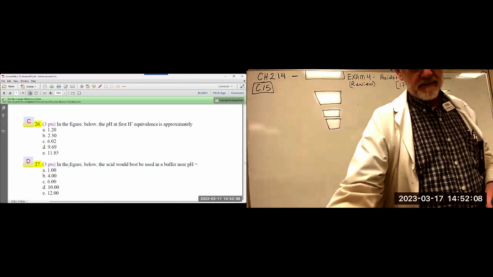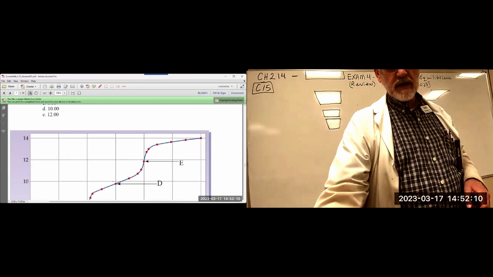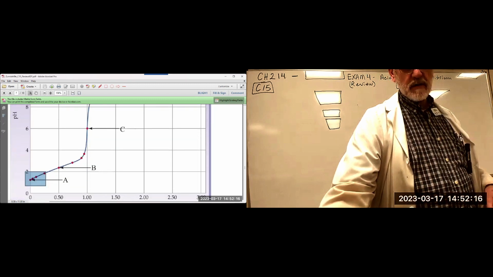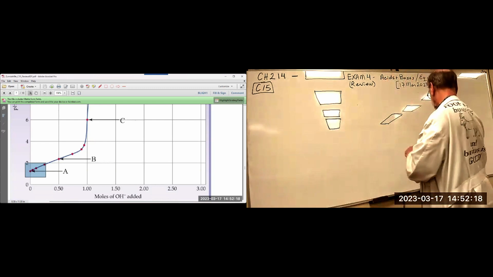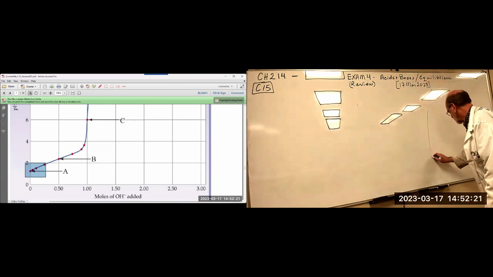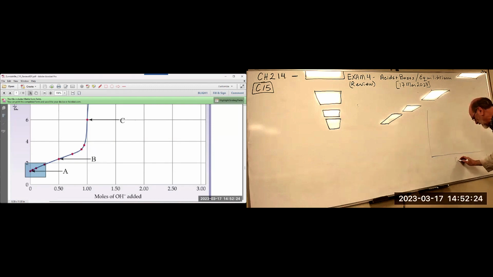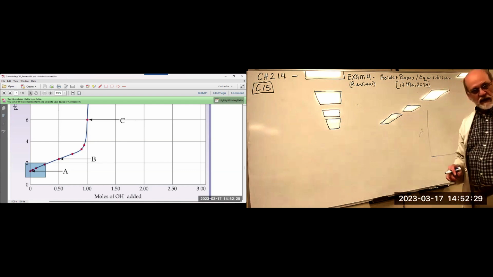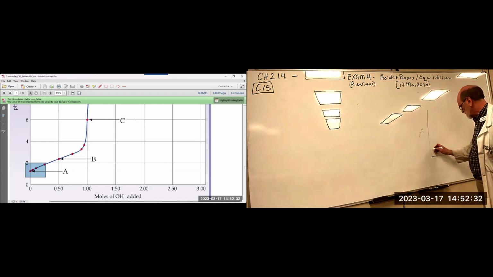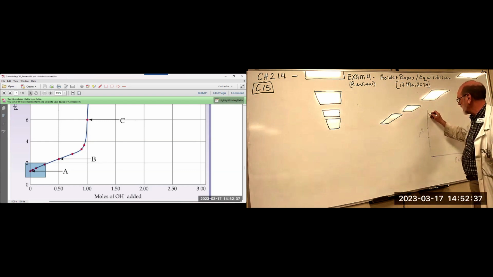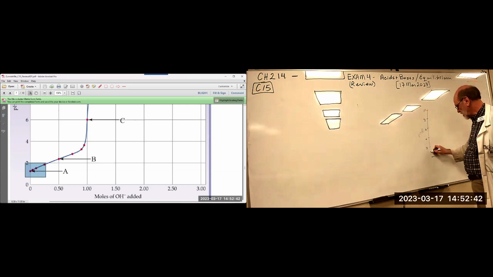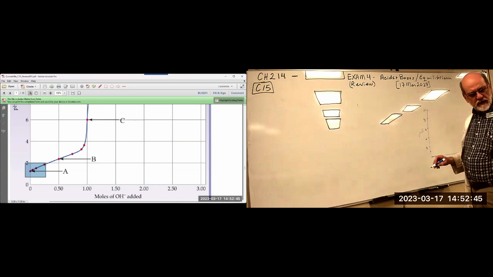All right, so maybe I should sketch the graph. There's the graph. So this is added base, probably sodium hydroxide. This is pH. We're starting off at pH 1. So this is 2, 4, 6, 8, 10. Starting off here. And it climbs up.